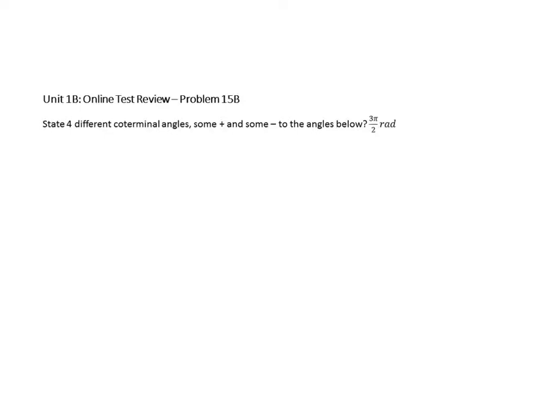Unit 1B, Online Test Review, Problem 15B. State 4 different coterminal angles, some positive and some negative to the angles below. And this particular one was 3 pi over 2.